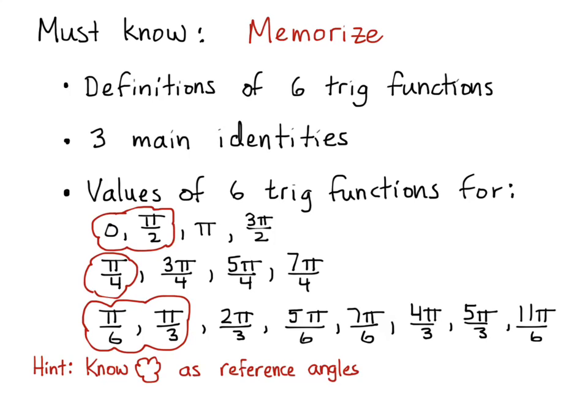Yes? So the ones that are circled in red for the values of 6 trig functions, yeah, those are the main ones, but what about the pi and pi over... All these other ones happen because they are in the second, third, and fourth quadrant of the unit circle. So if you remember the first quadrant, you can construct the second, third, and fourth.